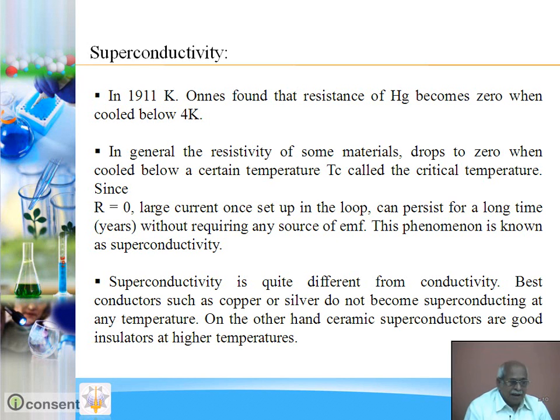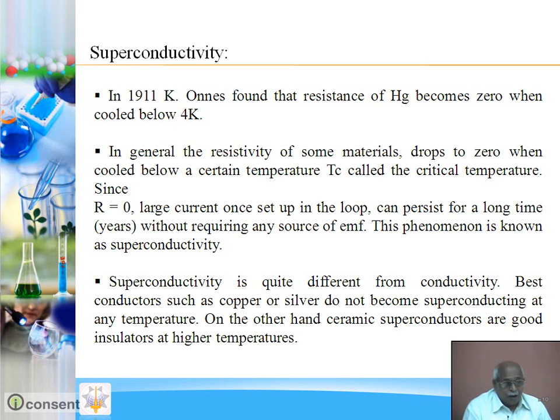काही मटेरियल गार केल्यानंतर विशिष्ट टेम्परेचरला त्याचा रेजिस्टन्स झिरो होतो. हे जे टेम्परेचर टीसी आहे त्याला म्हणलं क्रिटिकल टेम्परेचर. रेजिस्टन्स झिरो हा एक चमत्कार आहे म्हणलं तरी चालेल. रेजिस्टन्स झिरो म्हणजे काय? There is no opposition to the flow of current, so current can flow easily. इलेक्ट्रिक करंटला काहीच एनर्जी लागणार नाहीये, करंट फ्लोच नाहीये, रेजिस्टन्सच नाहीये.